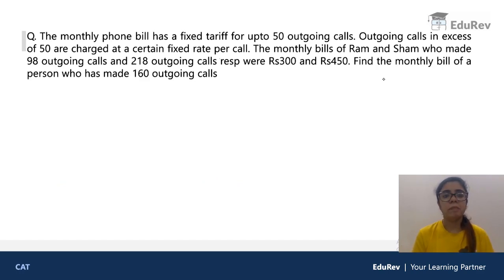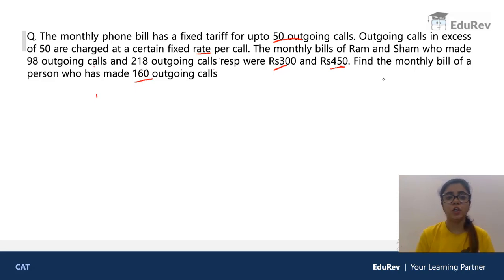It says, the monthly phone bill has a fixed tariff for up to 50 outgoing calls. So for 50 outgoing calls, you have to pay some fixed money. Now, outgoing calls in excess of 50 are charged at a certain fixed rate per call. So if you make calls beyond 50 calls, you will be charged a certain fixed rate per call. So the monthly bills of Ram and Shyam, who made 98 outgoing calls and 218 outgoing calls, were rupees 300 and 450. Okay, find the monthly bill of a person who has made 160 outgoing calls. So you have to find out the bill of a person who has made 160 outgoing calls.